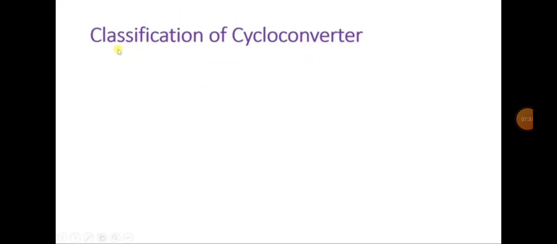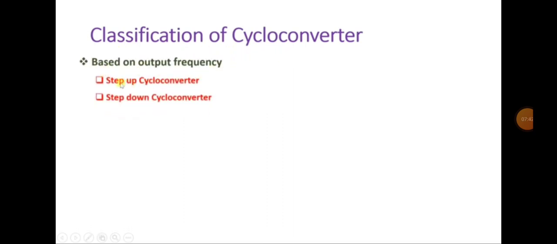So let us see the classifications of cycloconverter. One classification can be done based on operation frequency. If we increase frequency with respect to input frequency, that is a step up cycloconverter, and if we decrease frequency at output with respect to input frequency, that is a step down cycloconverter. In a step up cycloconverter we increase frequency at the output side, and in a step down cycloconverter we decrease it.